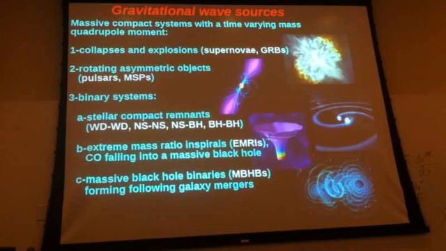There are plenty of binaries in nature, stellar binaries, but those are not very interesting for us. The interesting ones are binaries of compact objects. In that mass range, you have stellar compact remnants, you might have extreme mass ratio inspirals, and Paul told a lot about that. And what is our focus today: massive black hole binaries.